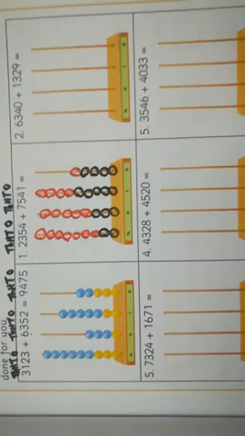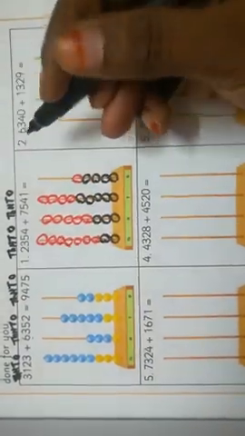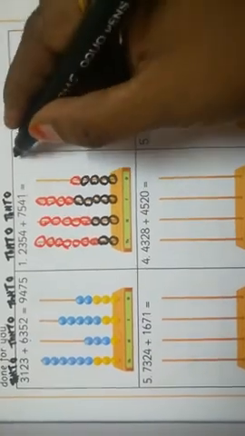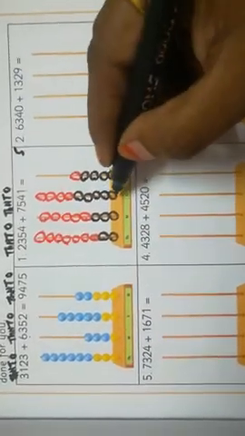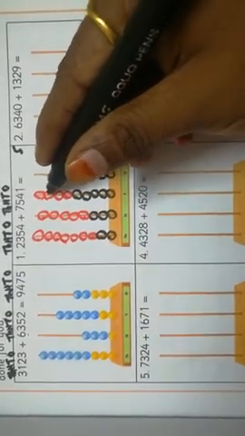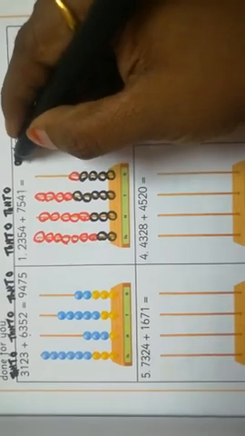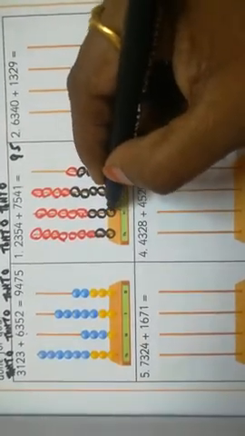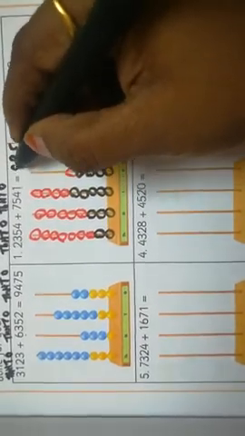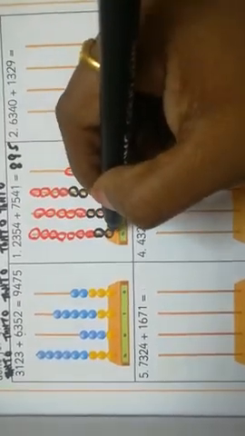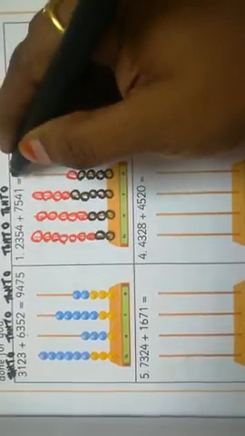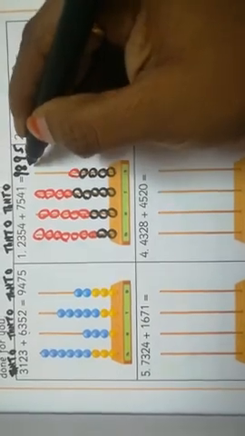After that we have to count the numbers, then write the answer. In the ones place: 1, 2, 3, 4, 5. So number 5. In the tens place: 1, 2, 3, 4, 5, 6, 7, 8, 9. Number 9. In the hundreds place: 1, 2, 3, 4, 5, 6, 7, 8. Number 8. In the thousands place: 1, 2, 3, 4, 5, 6, 7, 8, 9. So we get 9895.